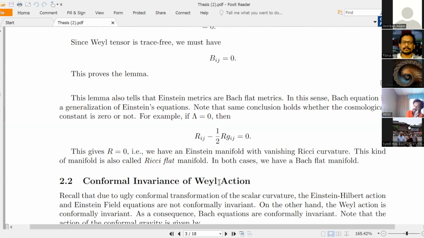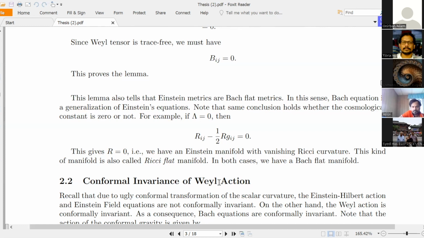The proof of the lemma says, if I have any solution to my Einstein field equation, that solution g automatically satisfies the Bach equation. If you collect all the solutions of your Einstein equation, that set is a subset of the solutions of the Bach equation. In that sense, Bach flatness is a generalization of the Einstein equation, or Bach flatness is a generalization of Einstein metrics.